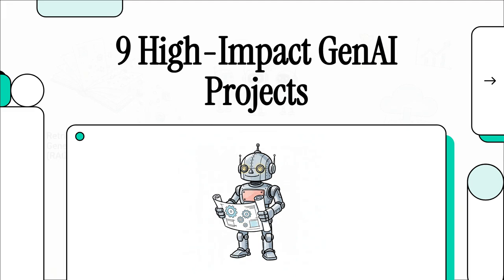All right, let's get right into it. In this explainer, we're breaking down 9 high-impact generative AI projects. These are serious blueprints designed to build you a portfolio that actually stands out. We're going to cover the whole stack, from RAG and AI agents all the way to advanced optimization and security.